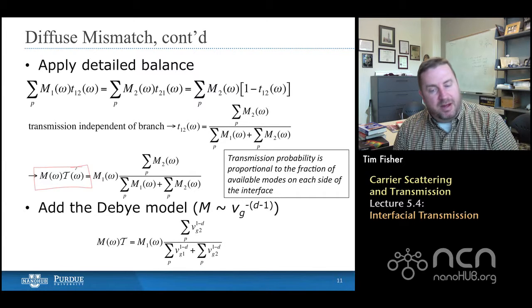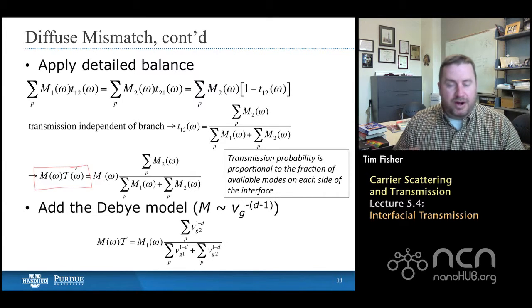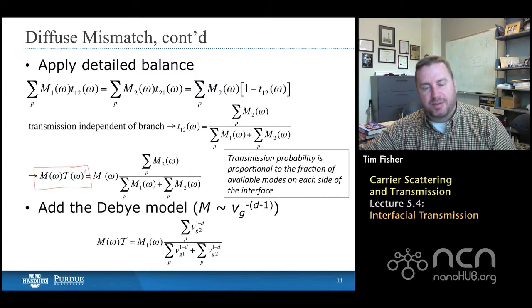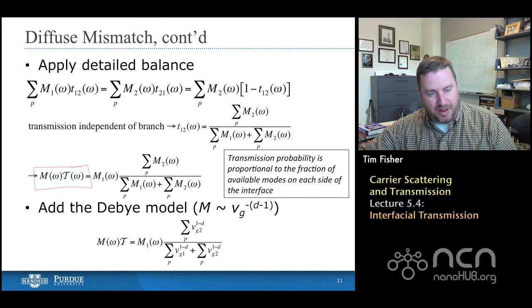If we apply then the Debye model to this, where, if you'll recall, the number of modes is proportional to the group velocity to the power minus d minus 1, or 1 divided by the velocity to the power d minus 1, where d is dimensionality, we find that we can actually express this product of m and t, transmission function, in terms of the number of modes in medium 1 and then summations of velocity, because everything else in that mode number cancels. So that's an interesting result.